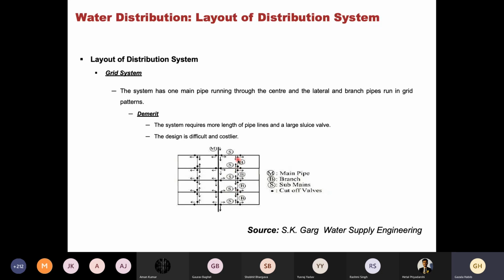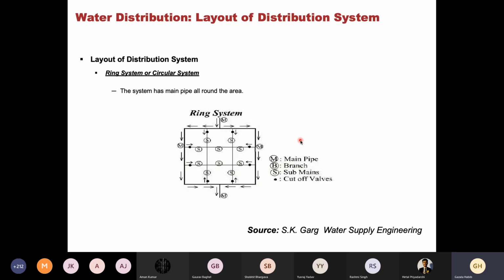So enough pressure we need to maintain in the main pipe and sub main, so that there will be enough pressure in the branch to reach each home, each demand point. Demerit of this system: the system requires more length of pipelines and large sluice valves. The design is difficult and costlier.